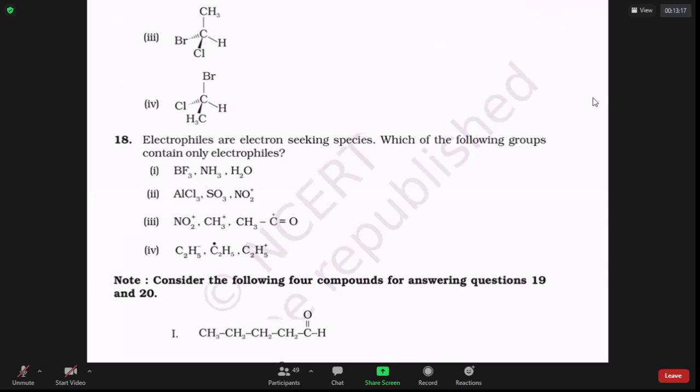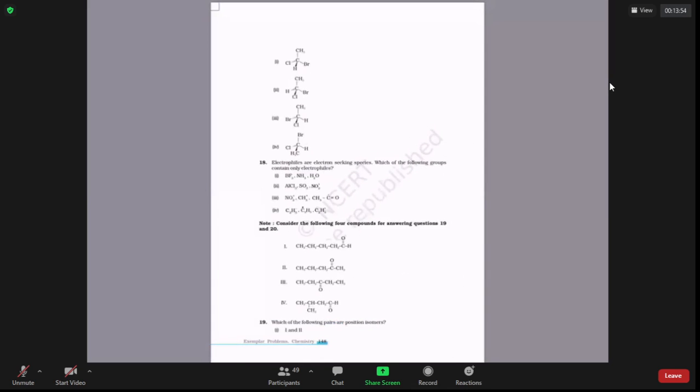Which is the best option, sir? Third option is best. Why is the third option best, sir? Here NO2 plus is an electrophile, CH3 plus is an electrophile, CH3CO plus is also an electrophile. What about the second option, sir? Aluminum is an electron deficient electrophile. Sulfur is having empty d orbitals. NO2 has positive charge. Can you see that really? Yes, sir. So you should try to answer these questions, and also answers are given at the end of this.